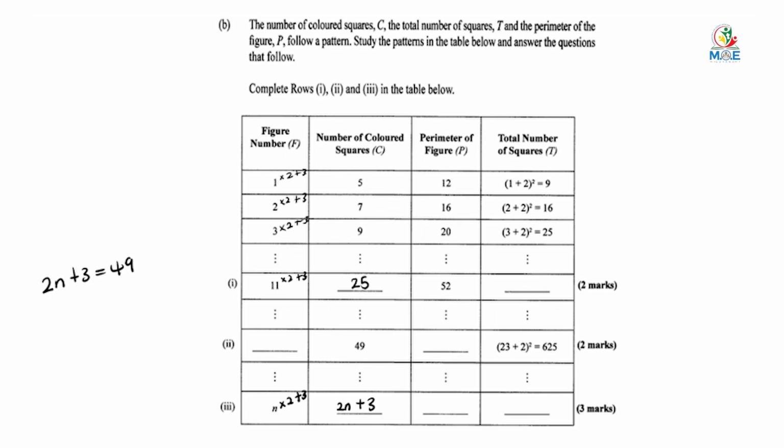So we can simply solve this. So 2n is equal to, this 3 is added, so when we take it over, we subtract: 49 subtract 3. So we'll have 2n is equal to 49 subtract 3, which gives me 46. So n would be equal to, this 2 is multiplying, so we take it over and divide: 46 divided by 2. Hence n is equal to 23. So here it would be equal to 23. So we are good there.